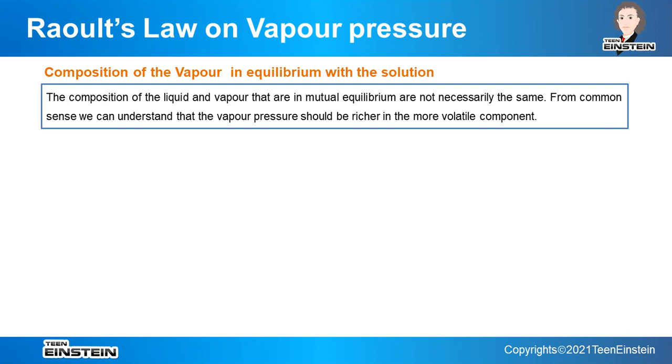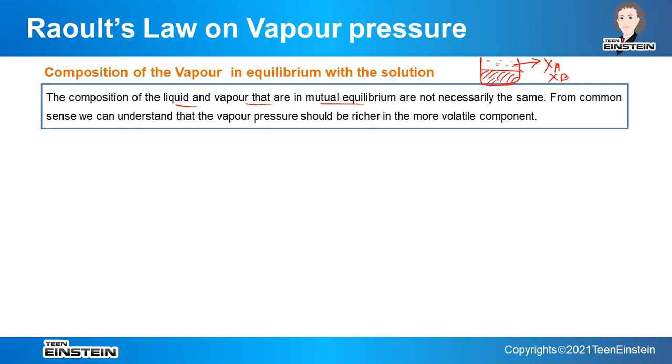Now, the composition of the vapor which is in equilibrium with the solution. We have a solution, that is fine. Suppose in a beaker we have a solution and here we have vapor. In this vapor, what is the composition, that means what is the mole fraction of A or B? The composition of the liquid and vapor that are in mutual equilibrium is not necessarily the same.